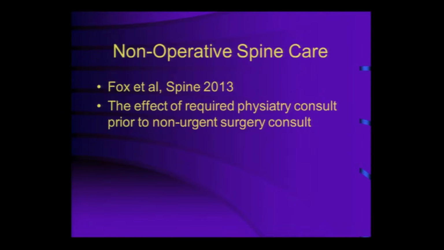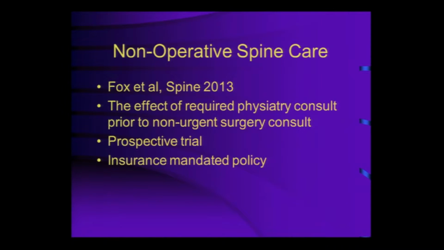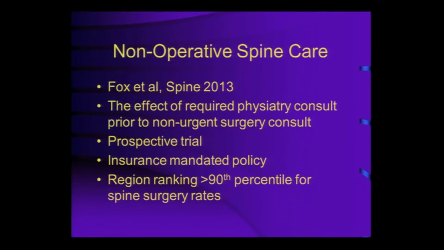This isn't a blanket policy, right? So this is a prospective trial, and the doctors didn't do this. This was mandated by the insurer. So doctors didn't set up the trial. The insurer said, we're going to do this. And doctors said, well, we might as well study it and figure out what happens. It wasn't just anywhere either. They picked an outlier. They picked a region where it was consistently above the 90th percentile for spine surgery utilization rates. So it's going after outliers, which is very different than everybody.